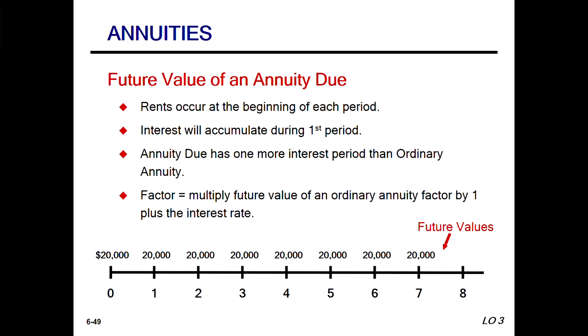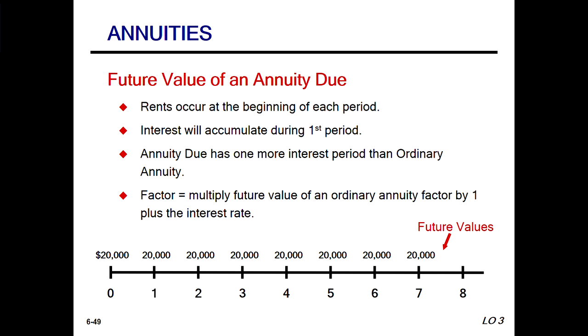Okay, so we just discussed how to calculate the future value of an ordinary annuity. Now we're going to look at how to calculate the future value of an annuity due. Remember, this is an annuity where the rents occur at the beginning of the period. An ordinary annuity, they occur at the end. Annuity due, they occur at the beginning.